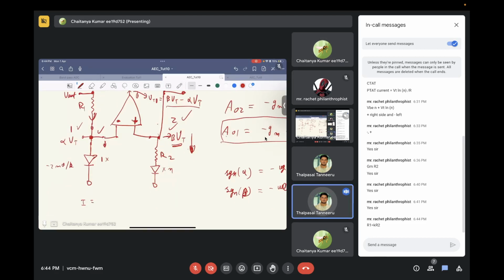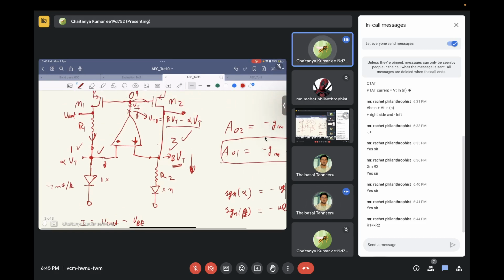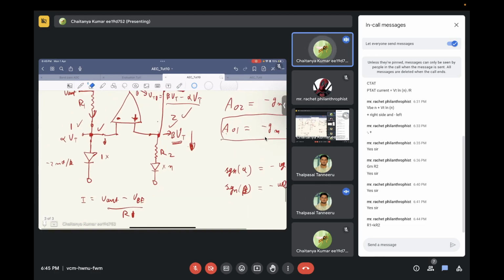Yes, sir. V out minus VBE by R1. Okay. Now, what is V out then? You need to find out the current without V out, so in terms of all other circuit components.